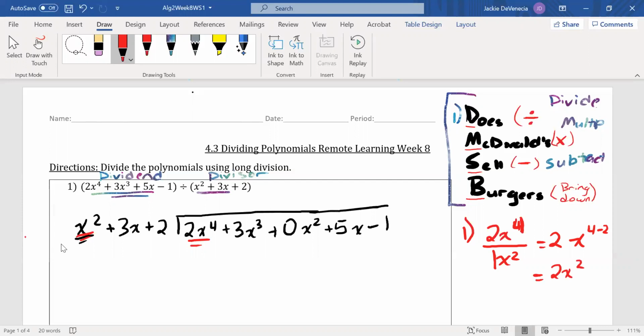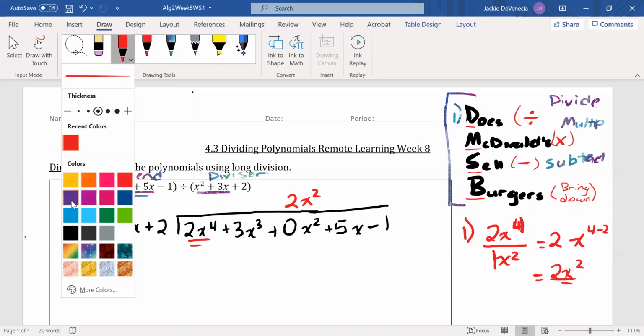So I'm going to put this over where there is an x to the second. Now, if you notice from our original dividend, there is no x to the second. So I'm just going to write a 0 x squared. So I'm just filling up the polynomial. And now I'm going to put in the 2x squared I found in my problem. Now we're up to McDonald's. That's when we are multiplying.